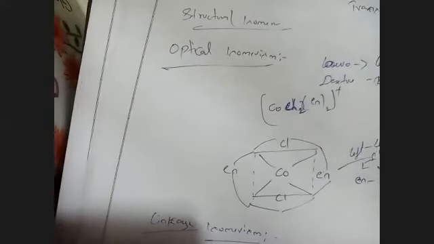I think I showed a chart the day before yesterday. Okay, right, remember this chart. Octahedral, coordination number 6, d2sp3 hybridization. Tetrahedral, coordination number 4, sp3 hybridization. Square planar, coordination number 4, dsp2 hybridization. Okay, remember this, and you will get clarity.